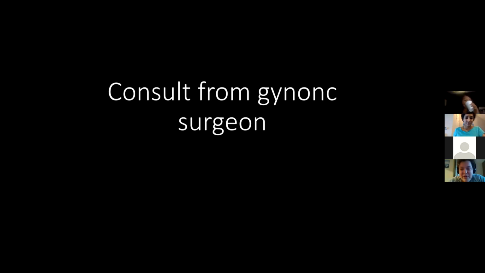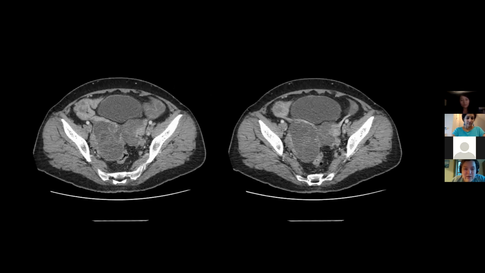So, a consult from a GYN surgeon saying, I have this patient that comes from another hospital. I have no idea what this report says, what those images show. Okay, let's have a look. So first of all, this is from GYN. So yes, there are bilateral ovarian masses, there are septations, and there is some soft tissue enhancing component.